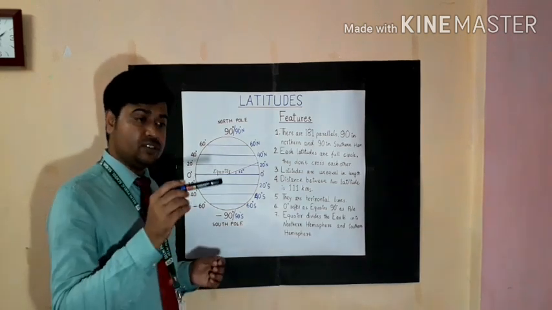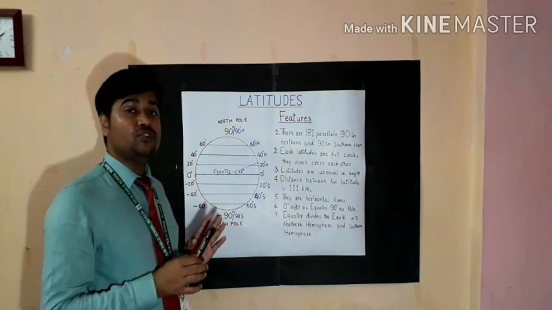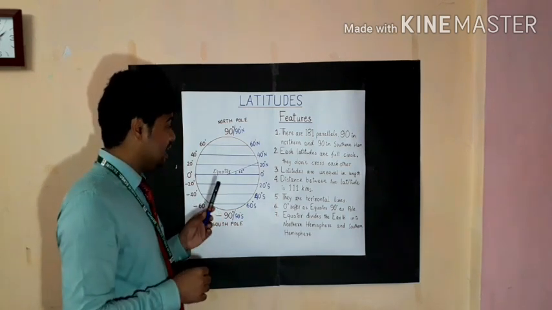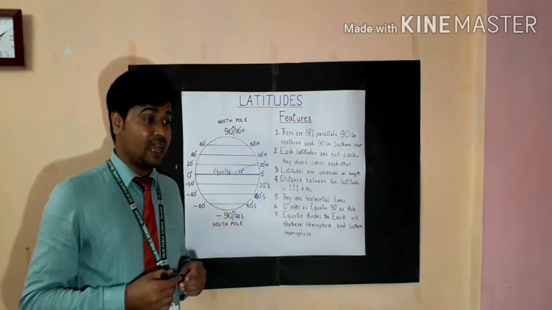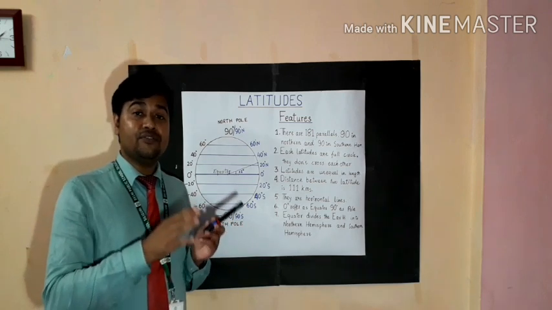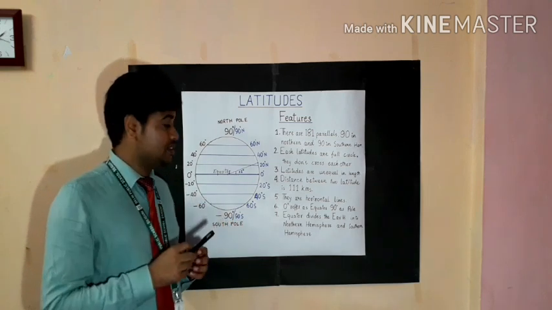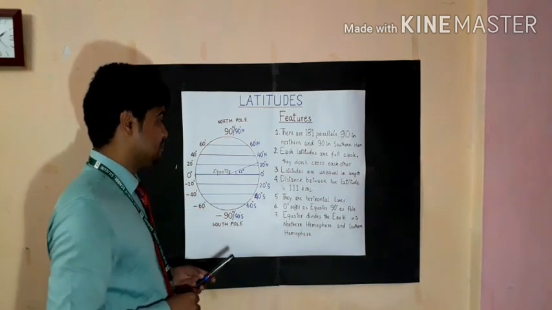Now number 2, each latitude is a full circle and they don't cross each other. All the latitudes are actually full circles and they don't cross each other, because latitudes are parallel lines, and you know that parallel lines never intersect each other. That's why latitudes don't cross each other.